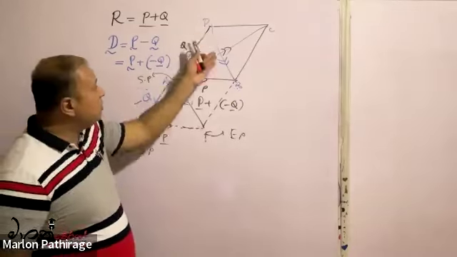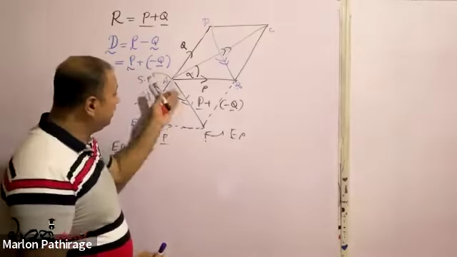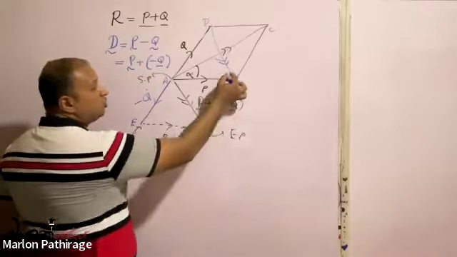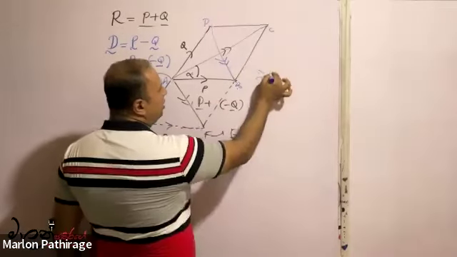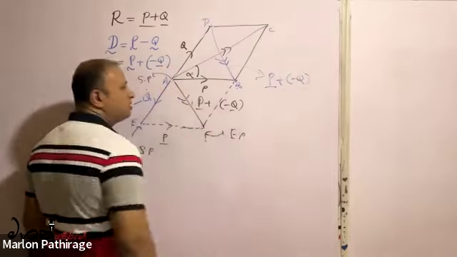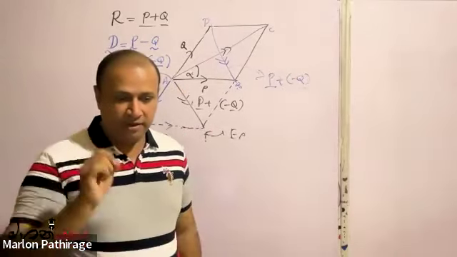Therefore, DB vector gives the difference vector. The difference is the P minus Q vector. Therefore, this one should be equal to the P plus minus Q vector. That means the P minus Q vector. Did you get that one?